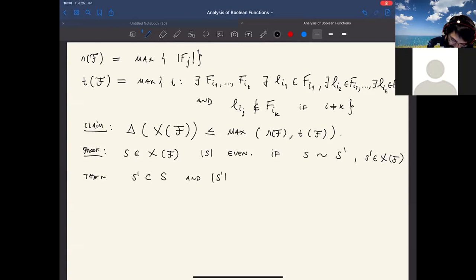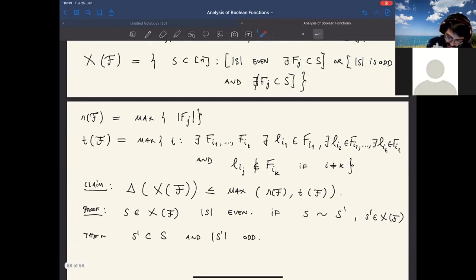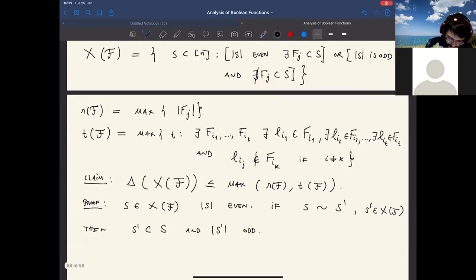And of course, S prime is odd. It has to be odd, and it has to be contained because the only other possibility is that, because you can either add an element to S or remove an element from S. These are how you create neighbors of S. So if you add an element, then S prime would contain S. But S contains a set F, while if you're odd, you cannot have any F. So it has to be this way.